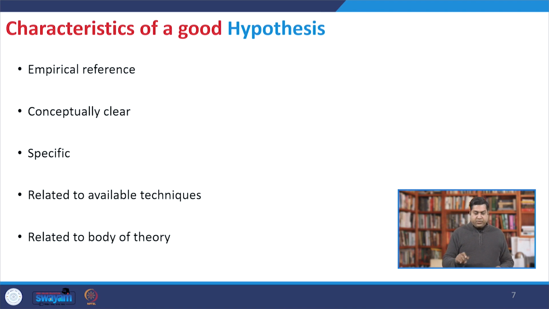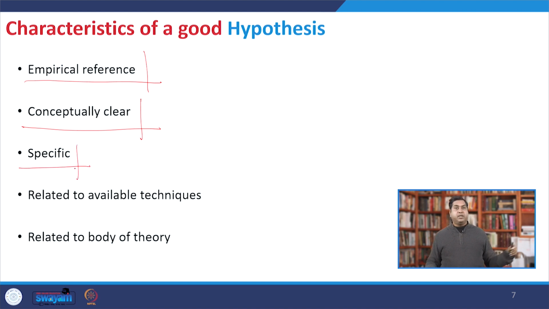Now, characteristics of a good hypothesis: there should be some sort of empirical references. It should be conceptually clear what you want to measure. It should be very specific. There should not be any ambiguity in that measurement. And in this case, we should also think about what could be the possible test of that hypothesis.